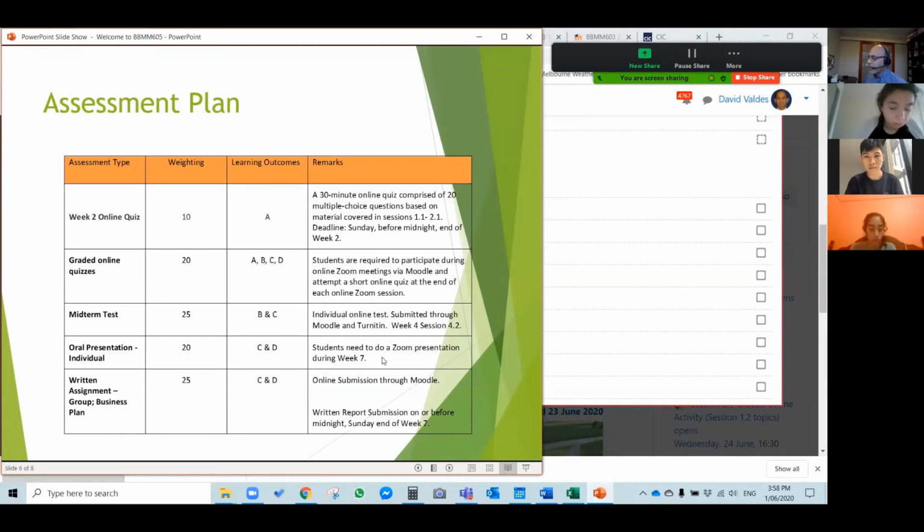Towards the end of the term, that business idea will be presented via an oral presentation, as earlier discussed. And then at the end of week 7, that's when you submit the actual business plan. The reason why I have a presentation beforehand is so that I can give you some suggestions on how to improve your business plan. Okay, and you can use these suggestions to improve your written report.